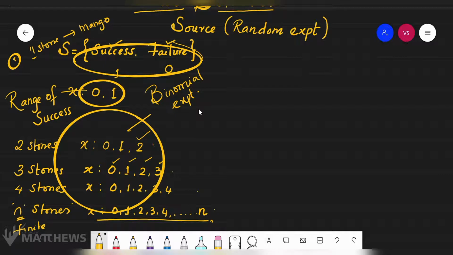So if you do it one time, it is a Bernoulli trial. If we have only one stone or one arrow and we try it only once, it is called a Bernoulli experiment. But if you are repeating that same experiment many times, then it is called a binomial experiment, students.